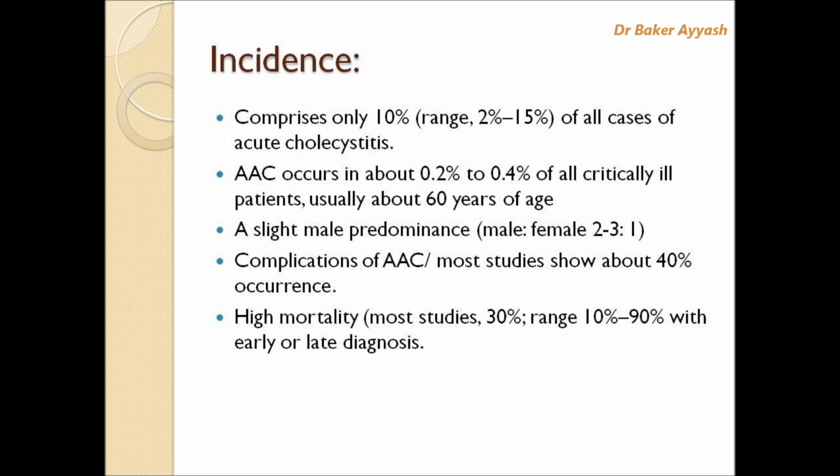Acalculous cholecystitis has a slight male predominance, unlike calculous cholecystitis, which has a female predominance. There are several complications of acute acalculous cholecystitis, which are empyema, perforation, and gangrene. Most studies show about 40% occurrence. It is associated with a high mortality rate, ranging from 10 to 90%, depending on the time of diagnosis. So if you diagnose it early, the mortality rate will be as low as 10%, but if you diagnose it late, the mortality rate will be as high as 90%. But most studies show the mortality rate is about 30%.